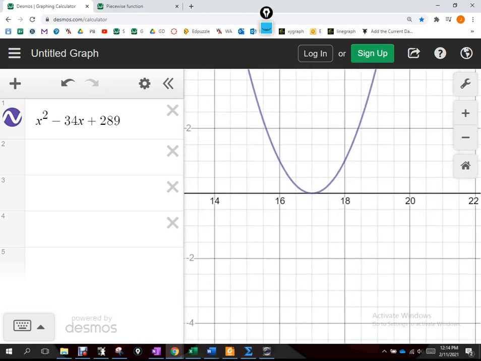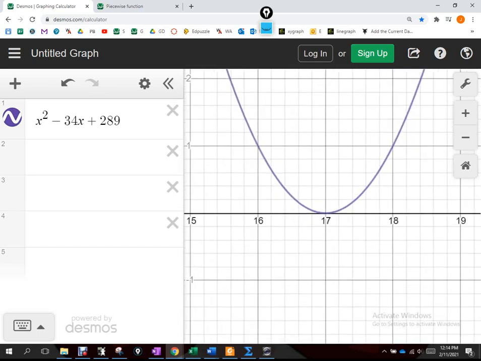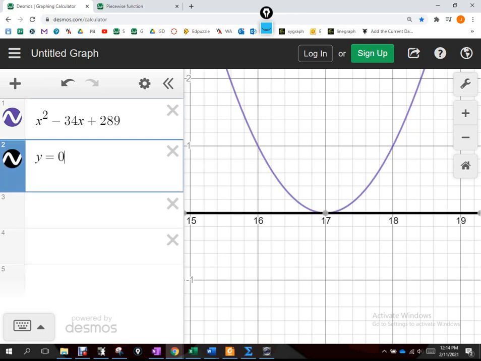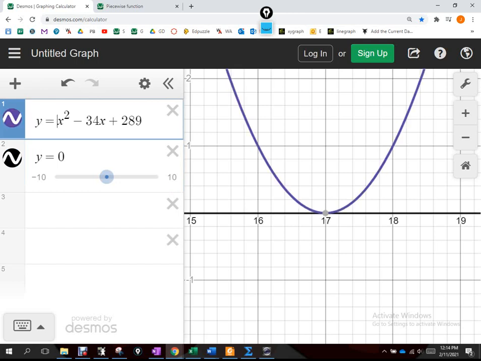The unique thing about it is that number right there is 17. Is that the 17 we just found as an answer? Okay. And the reason for that is whenever we solve an equation, we are solving the left-hand side. So our equation was 0 equals x squared minus 34x plus 289. When I solve an equation graphically, I take the left-hand side, which would have been the x squared minus 34x plus 289, and I graph it. I take the right-hand side, which was 0, and I graph it. And the solution then is the intersection of those two graphs.